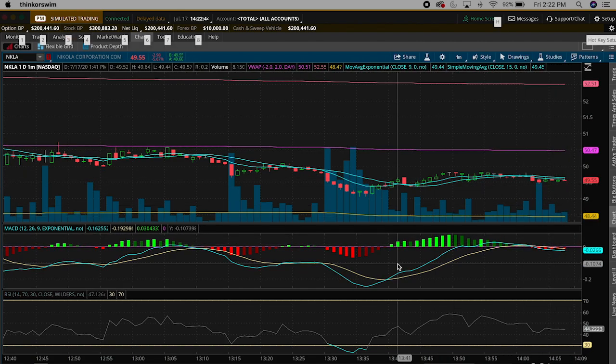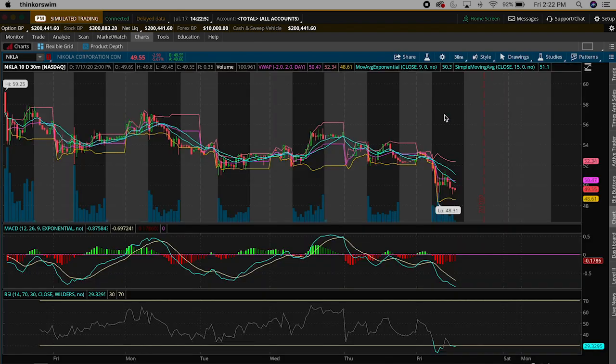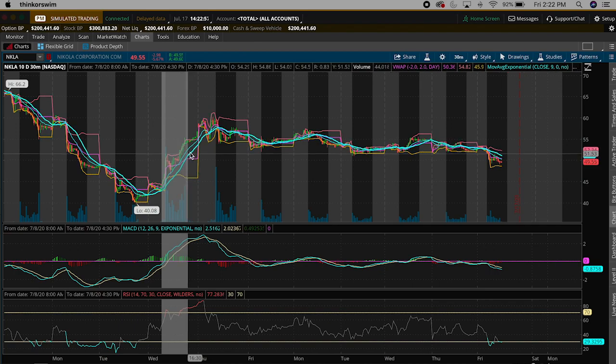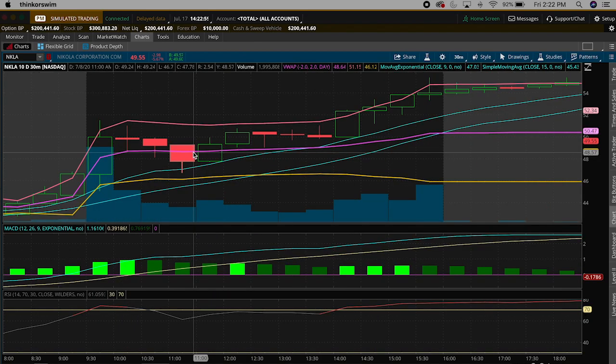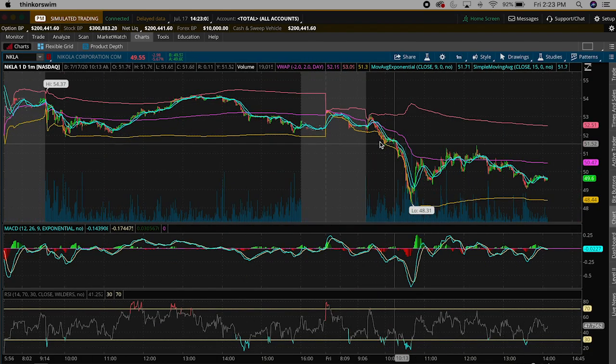Let's see if we can find a better example. Let's move our graph out a little bit. All right, let me move back in. There we go. We can go right here.